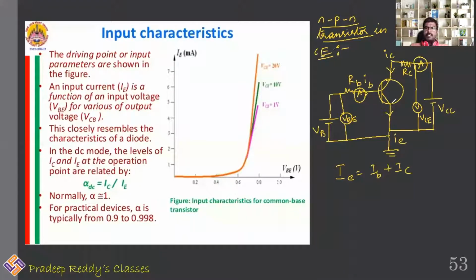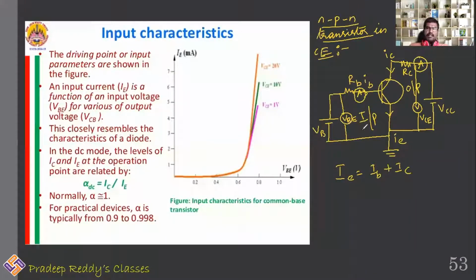And it is an NPN transistor, the arrow is pointing outward, current is flowing outward from the emitter. Therefore, total emitter current is equal to base current plus collector current. Now, input characteristics are these and output characteristics are these.